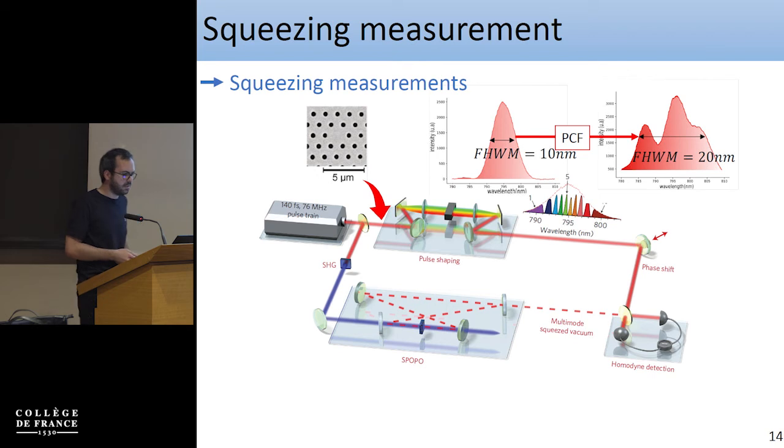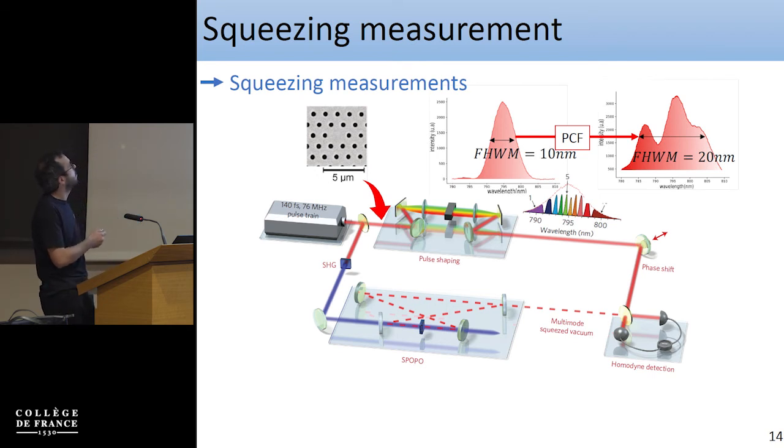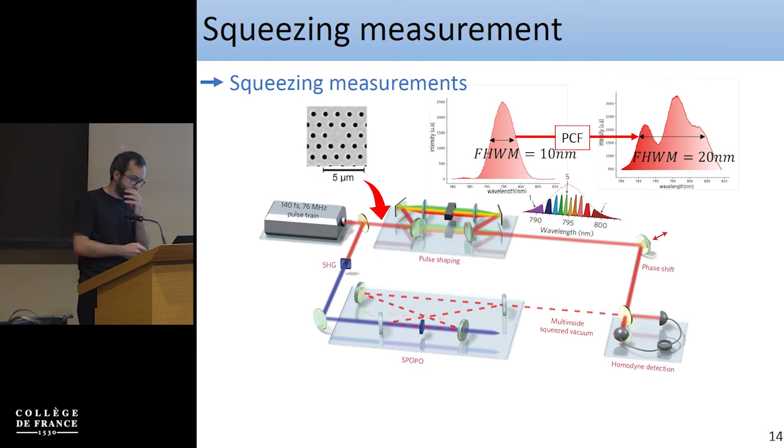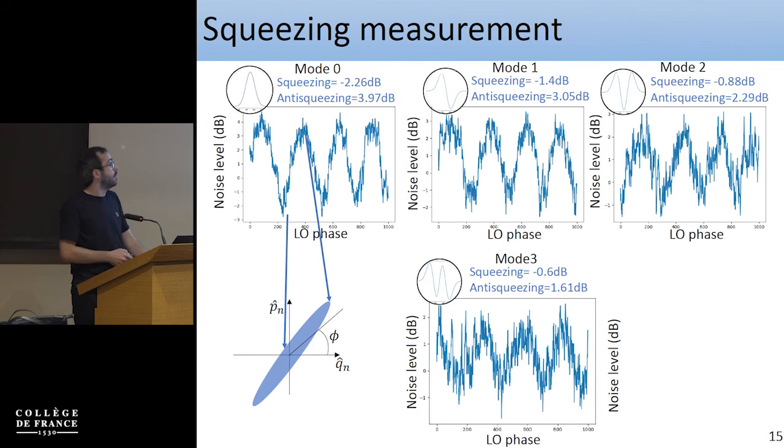So what we use in the lab is a photonic crystal fiber, which we put just before the pulse shaper. We use the nonlinear effect of the PCF to make the spectrum broader at the input of the pulse shaper. Here we start with a 10 nanometer spectrum, and at the output of the fiber we have this kind of spectrum.